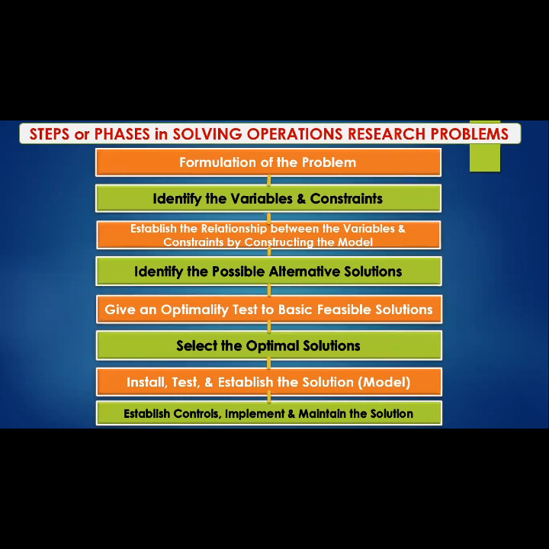Second, identify the variables and constraints. Third, establish the relationship between the variables and constraints by constructing the model. Fourth, identify possible alternative solutions. Fifth, give an optimality test to basic feasible solutions. Next, select the optimal solutions, install, test, and establish the solution or model. And lastly, establish controls, implement, and then maintain the solution.